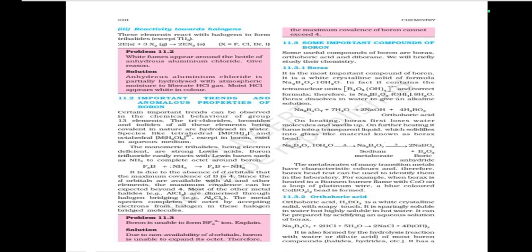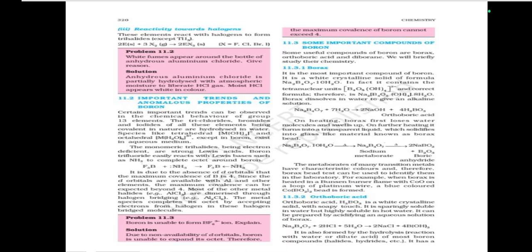Now the metal species completes its octet by accepting electrons from halogen and the halogen bridged molecules. Problem 11.3. Boron is unable to form a BF6 3- ion. Explain. Solution. Due to non-availability of d orbitals, boron is unable to expand its octet. Therefore, the maximum covalence of boron cannot exceed 4.